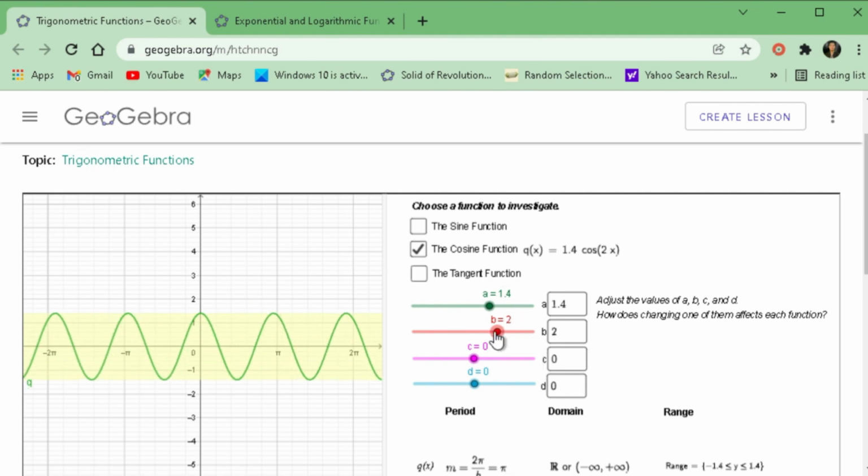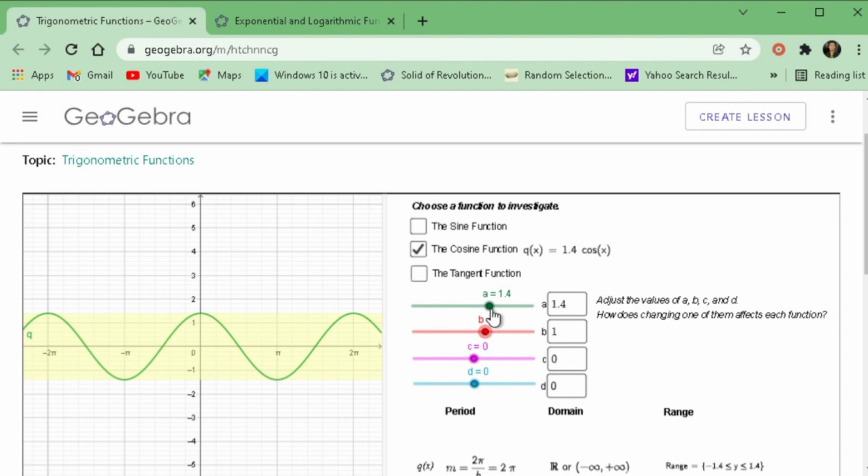Ibalik natin ito sa 1 siguro para makita natin yung mother function muna. So that is the most basic cosine function that we have. Q of x equal to cosine x. So if we again increase the value of a, it will change the amplitude. So it's just the same with the sine function.